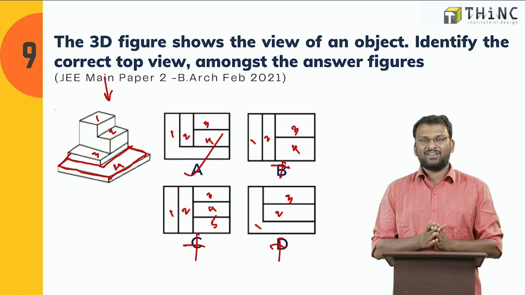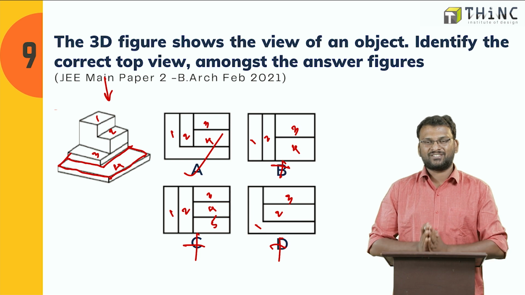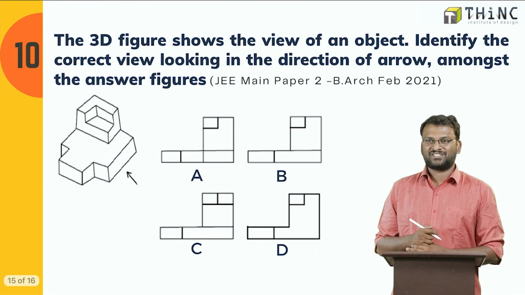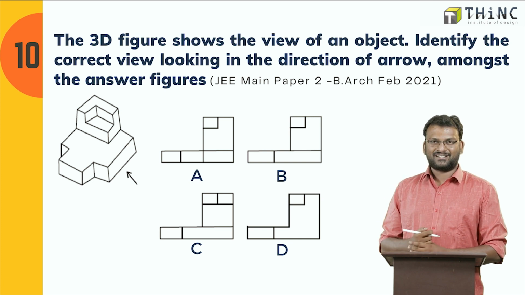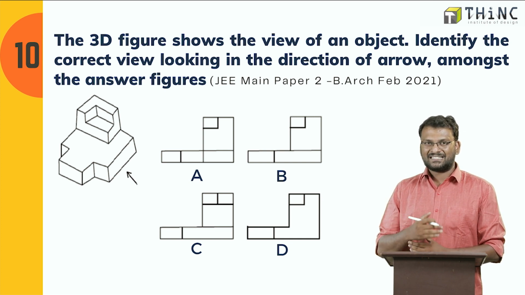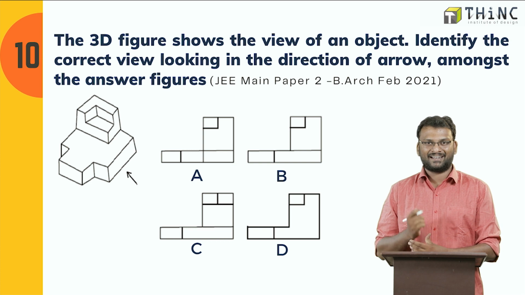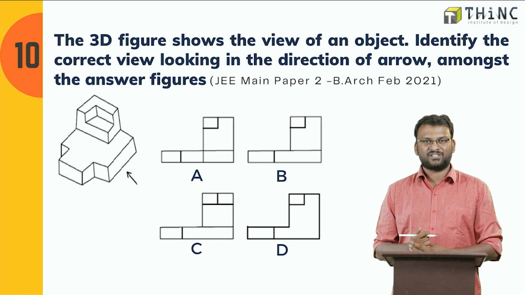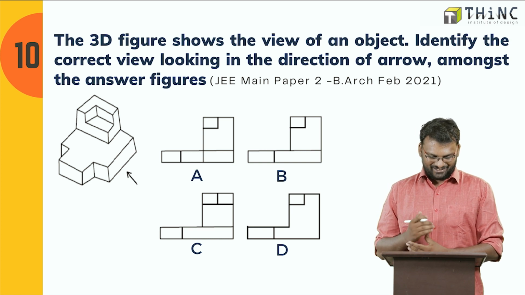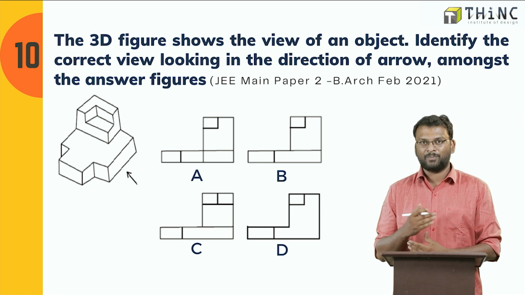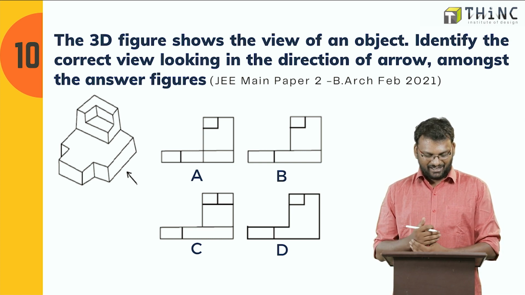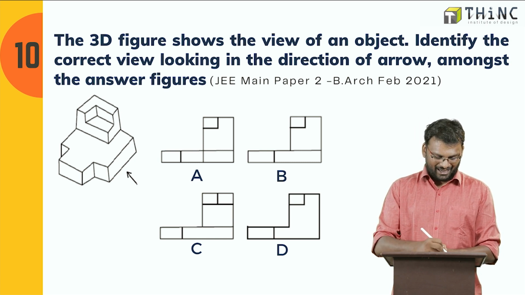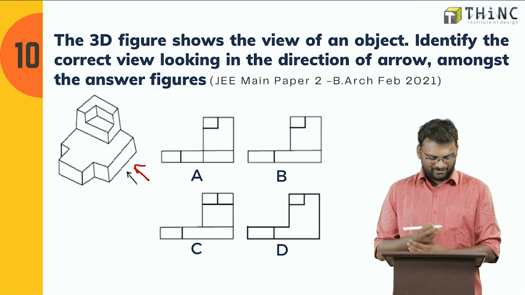Okay. So now we are moving into our last question of today's discussion. It is also from projection. So many questions are coming from projection because it's such an important topic for the architecture aspirants. Okay, in future applications also these projections will be helping you. So the 3D figure shows the view of an object. Identify the correct view looking in the direction of arrow. You can find an arrow on the right side. So you need to look from this direction.